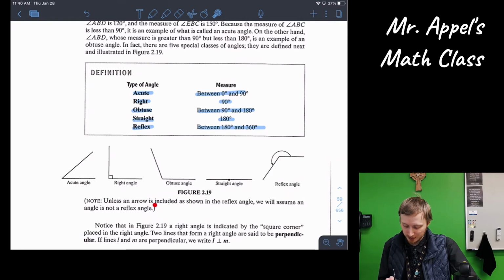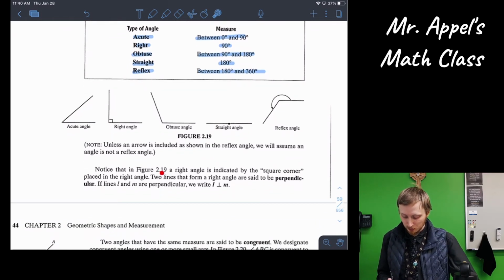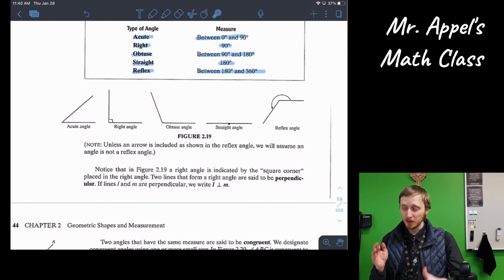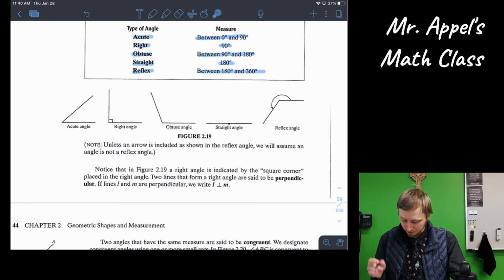Note, unless an arrow is included as shown in the reflex angle, we will assume an angle is not a reflex angle. So by default, we're always looking at the inside, the smaller of the options, unless the arrow indicates otherwise. Notice that in figure 219, a right angle is indicated by the square corner, right here, placed in the right angle. This is to indicate that we are, in fact, purposely making sure this is exactly 90 degrees and not drawing something that looks almost but is only 89.